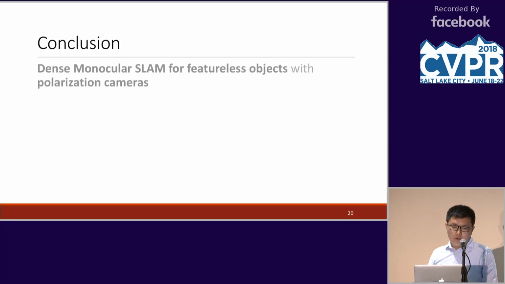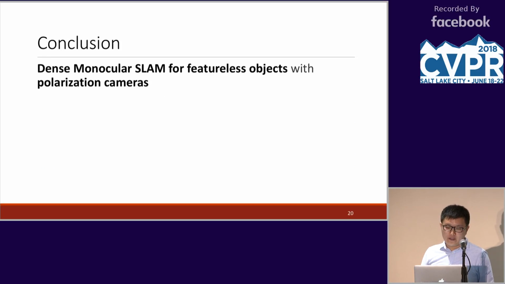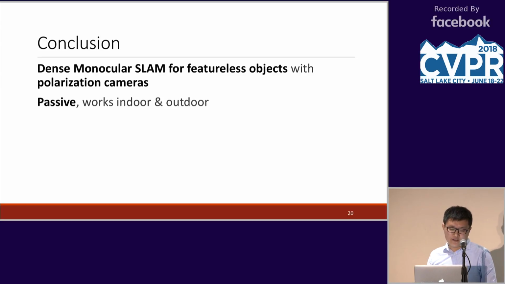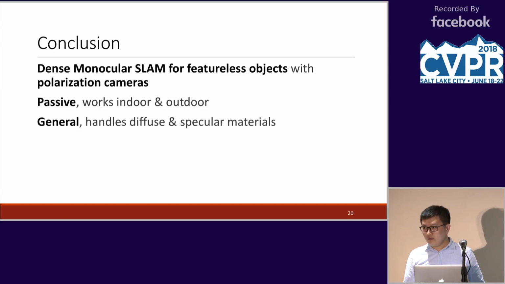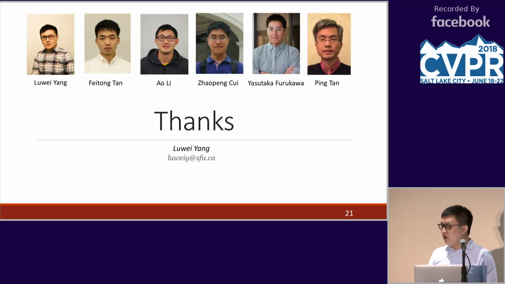So we propose a dense monocular SLAM for featureless regions with a polarization camera. This camera is passive. It works both indoors and outdoors. And it is general: it handles both diffuse and specular materials. Those are the co-authors of this paper, and thanks for your attention. Next, I will show a video, and you can ask questions.